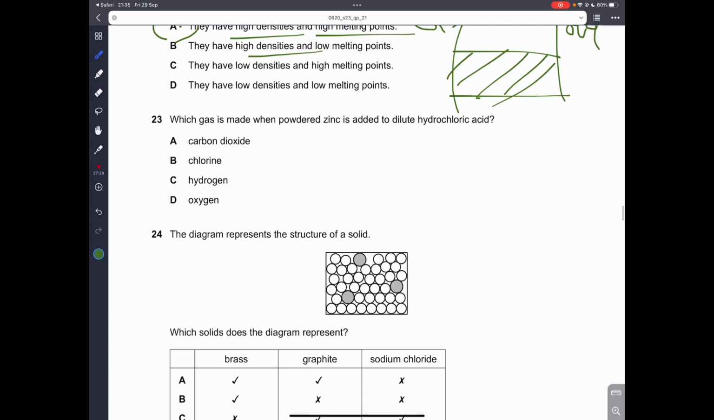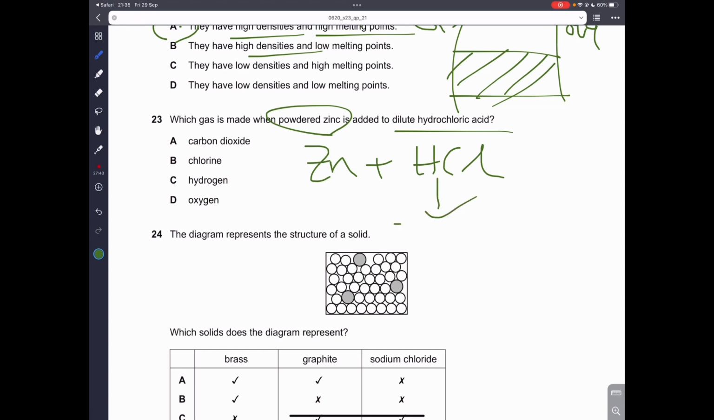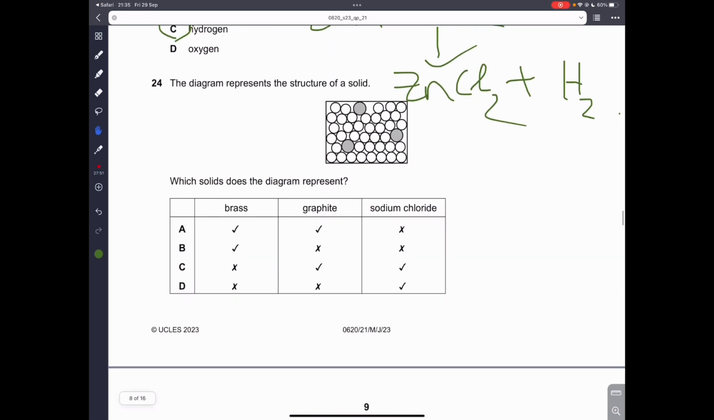Question number 23. Which gas is made when powdered zinc is added to dilute hydrochloric acid? Zinc is a very reactive metal. It reacts with hydrochloric acid because it is above hydrogen in the reactivity series. It is going to react to give zinc chloride and hydrogen gas. So hydrogen gas is going to be produced, so C is correct.